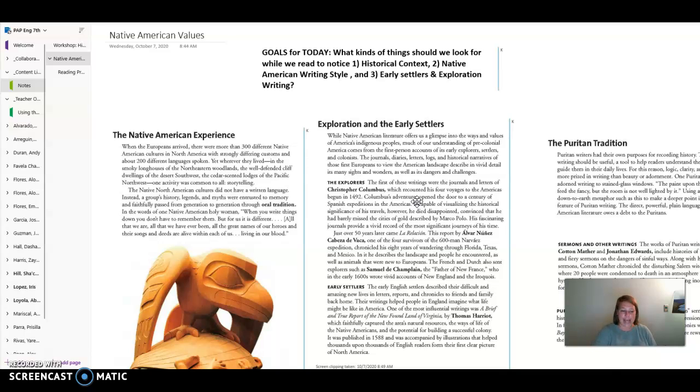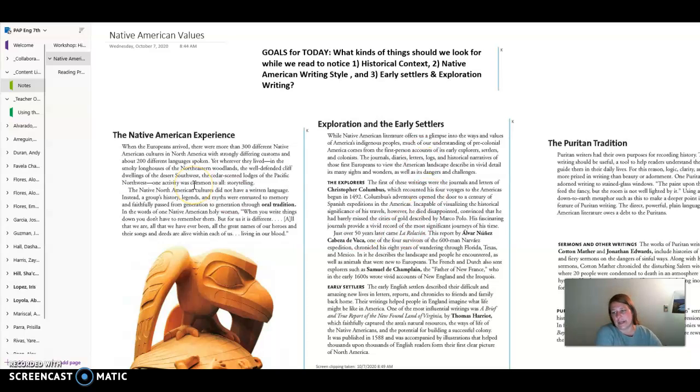Specifically, your reading practice is going to be regarding the Native American experience, and then we're going to read the Crucible next 6 weeks. And so that's going to be into the Puritan tradition, and it might also represent some of the early settlers, how they were writing too.